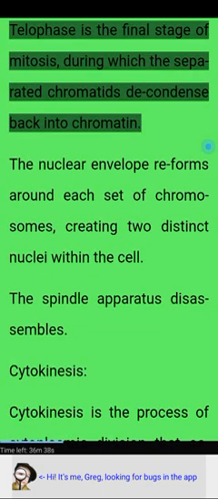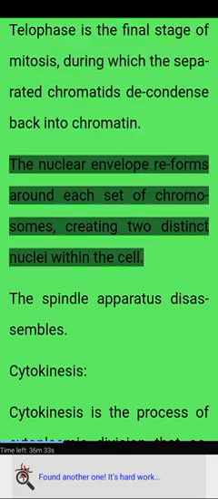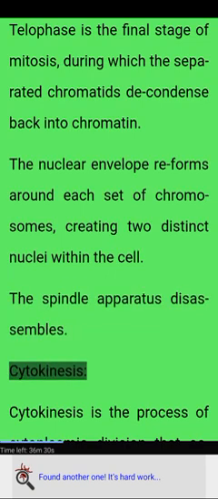Telophase. Telophase is the final stage of mitosis, during which the separated chromatids condense back into chromatin. The nuclear envelope reforms around each set of chromosomes, creating 2 distinct nuclei within the cell. The spindle apparatus disassembles.